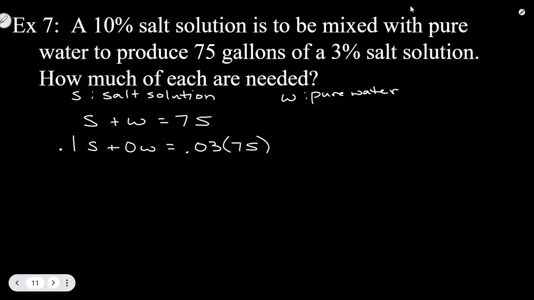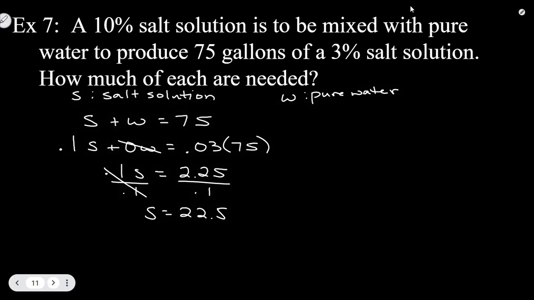So I would use the bottom one first, because what happens to the W? It goes away. So let's just solve for S. Let's do one step first. What is 75 times 0.03? If I remember right, it is 2.25. Okay, and then what do we have to do? So S is 22.5.